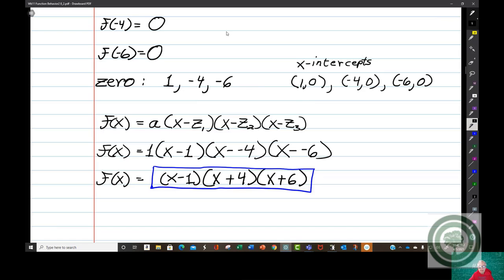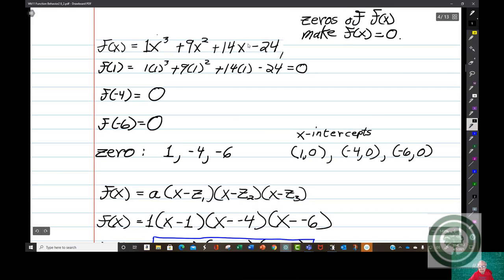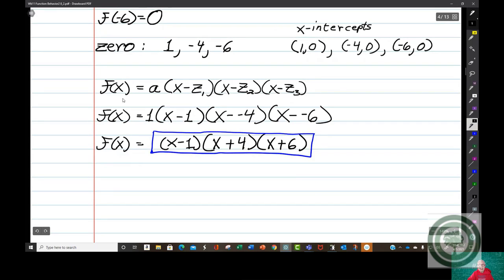And we proved all that just by taking these three numbers, putting them in for the x's, substituting, and finding out that the answer we get is 0. That's what a 0 is. It makes f of x equal 0. And then using the factor formula, let me write factor formula.